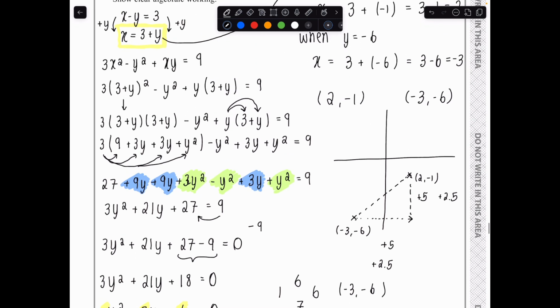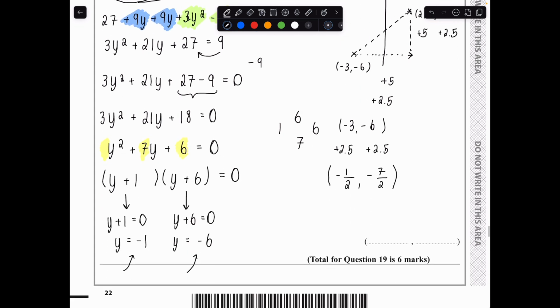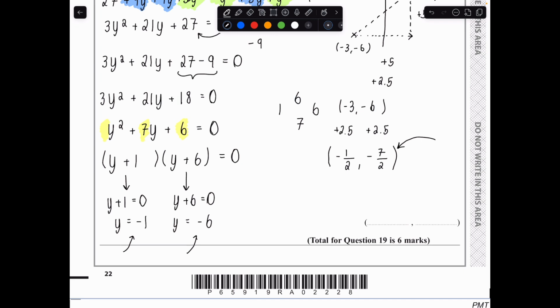Another way you can find the midpoint is by just adding together the x coordinates and dividing by 2. So 2 adding -3, that's the same as 2 minus 3. Then if you divide that by 2, you get -1/2. On the other hand, if we have -1 plus -6, that's the same as -1 take away 6. And if we divide that by 2, we get -7/2. So here would be the correct midpoint of PQ. So (-1/2, -7/2).